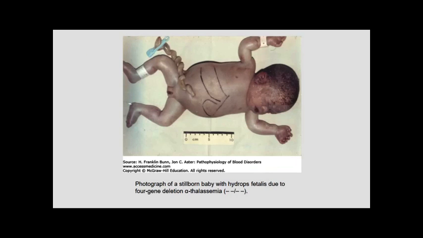Well, this is a picture of a stillborn baby with hydrops fetalis, okay? 4-gene deletion, remember? Notice the size of the liver, the size of the spleen. This is the normal thing that happens in these hydrops fetalis.